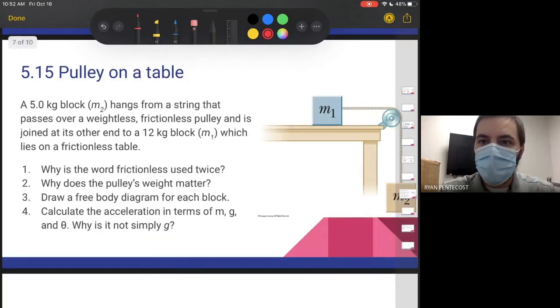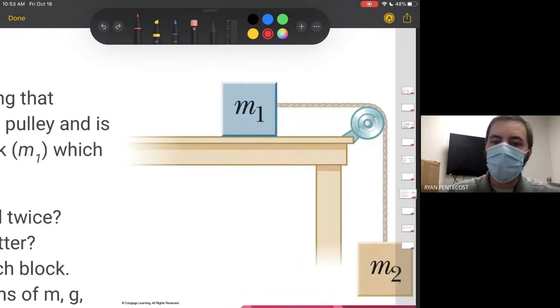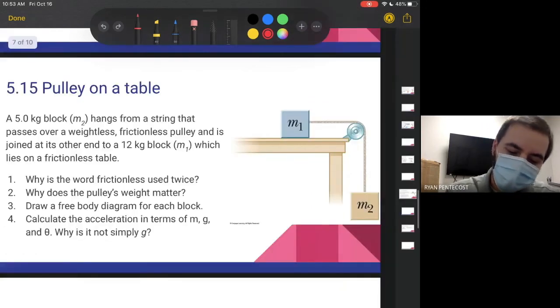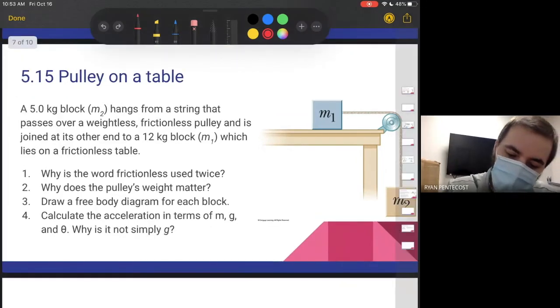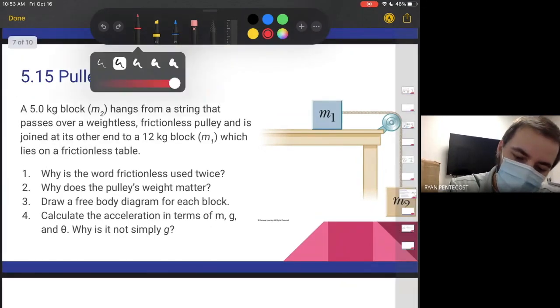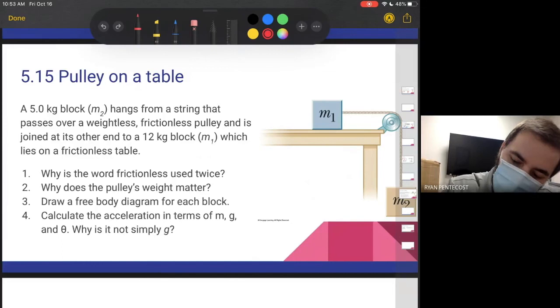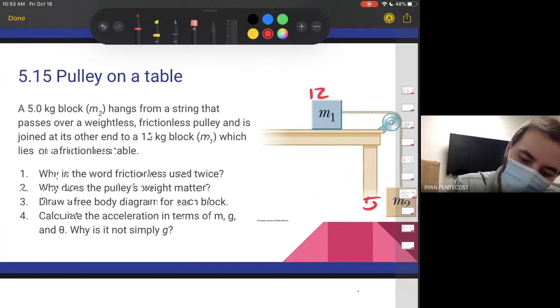Okay, now speaking of things that are not as simple as they seem, we have a pulley on a table. M1 is attached to M2 via a weightless string, and that weightless string is over a weightless, frictionless pulley. Okay, so let's read the problem. A 5 kilogram mass is M2. It hangs from a string that passes over a weightless, frictionless pulley and is joined at its other end to a 12 kilogram block M1, which lies on a frictionless table.